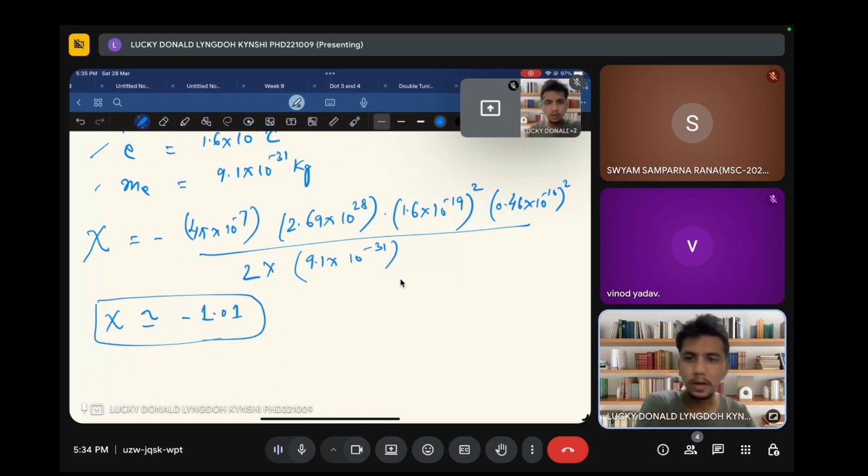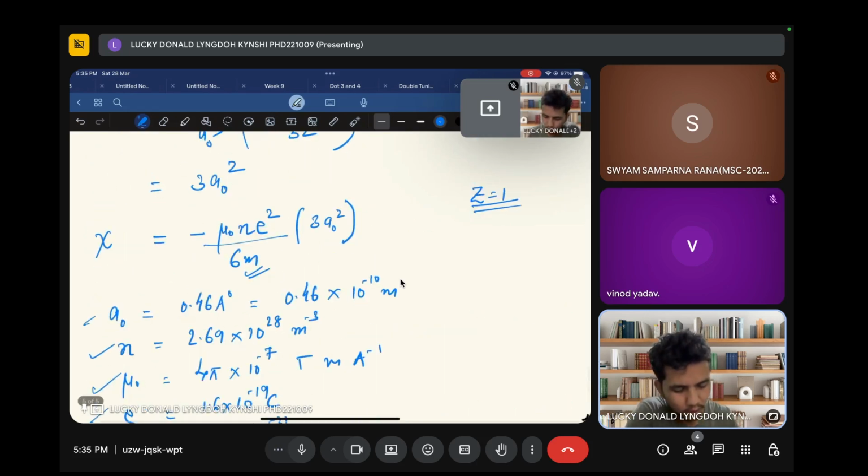Okay, so in the first question, we have to solve for the susceptibility, and this is your answer. In those questions, you need to find only your r square, which is equal to 3a naught square. Once you do that, all your mu naught and e square are constant values, so you don't need to worry about anything. You just need to solve for the expectation value. Once you know the expectation value, you can calculate the susceptibility.